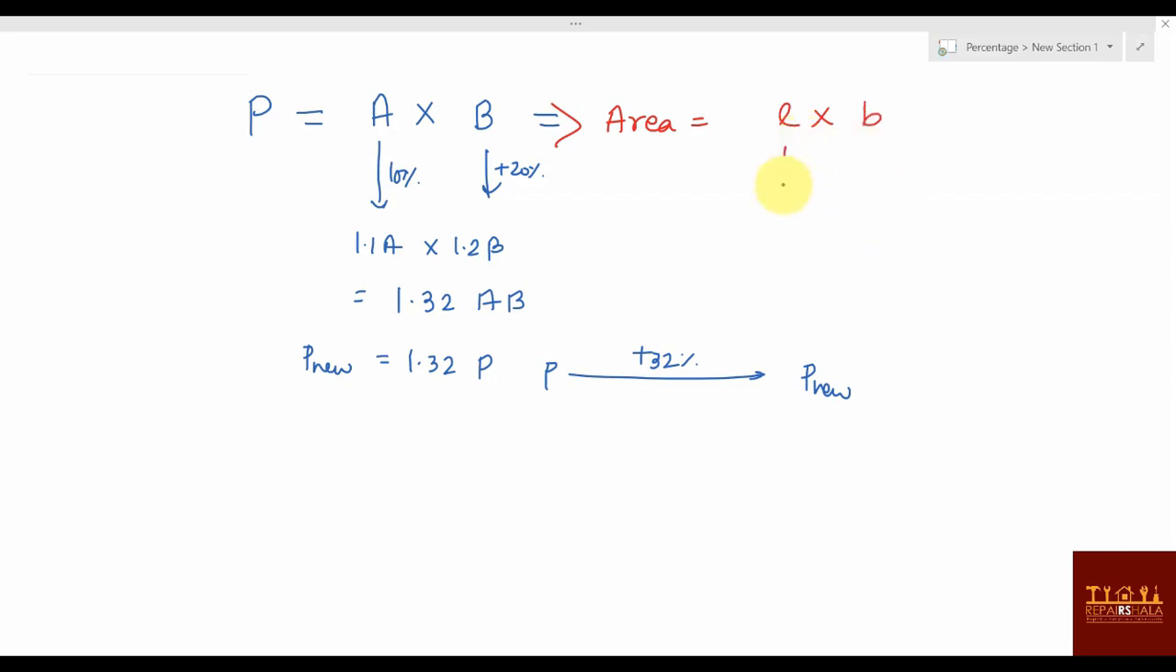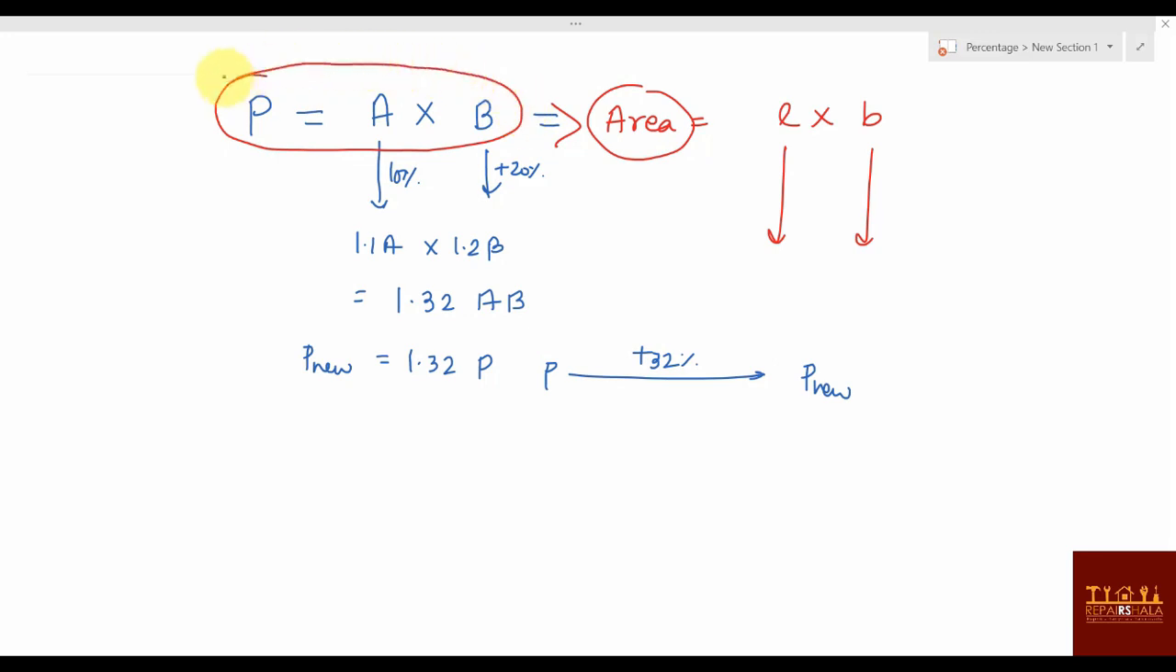Means if you are increasing or reducing the length and you are changing the breadth, then there is some change happening in area. The change will be the change happening in successive increment. So if you increase length and then you increase breadth, then the change which is happening will be successive change. And this is not only in the case of area, it will be any type. P equal to A into B, any type it is possible.